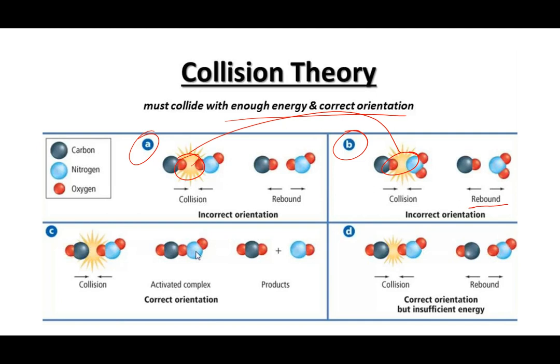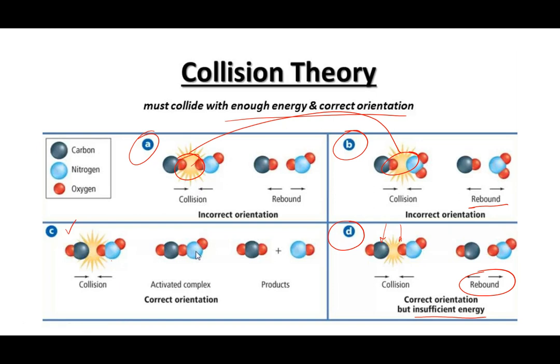Okay, let's move on to D. All right, so we have a collision, and it looks like carbon and oxygen are here together, and they do collide. But if there's not enough energy presented in this situation, they will also result in a rebound. But let's look at C here. This is the one where it does actually end up working.